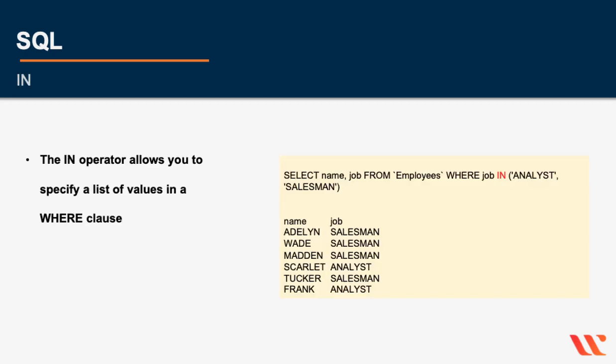The IN operator allows you to specify a list of values in the WHERE clause. Here we can say SELECT name, job FROM employees WHERE job IN (analyst, salesman). This is actually what I wanted to retrieve earlier with the OR statement. I wanted to see all the records where the job title was salesman or analyst. So the correct way of doing it is by using IN and then parentheses and then the list of values that you want to use. You can have a long list of things here.